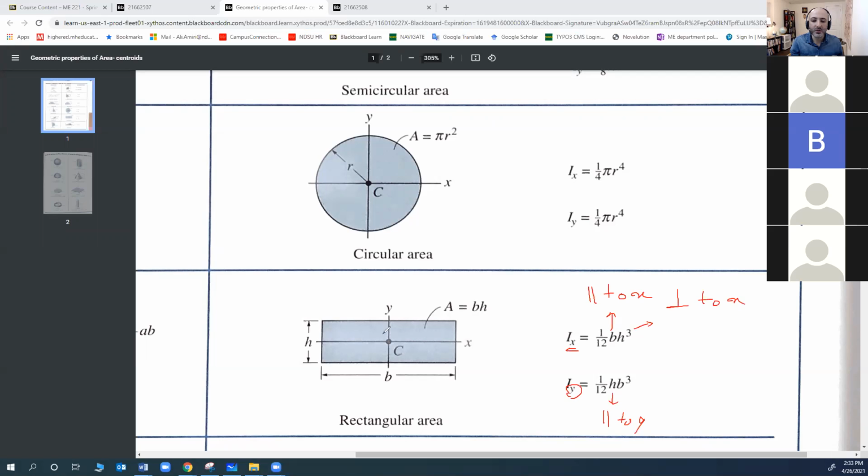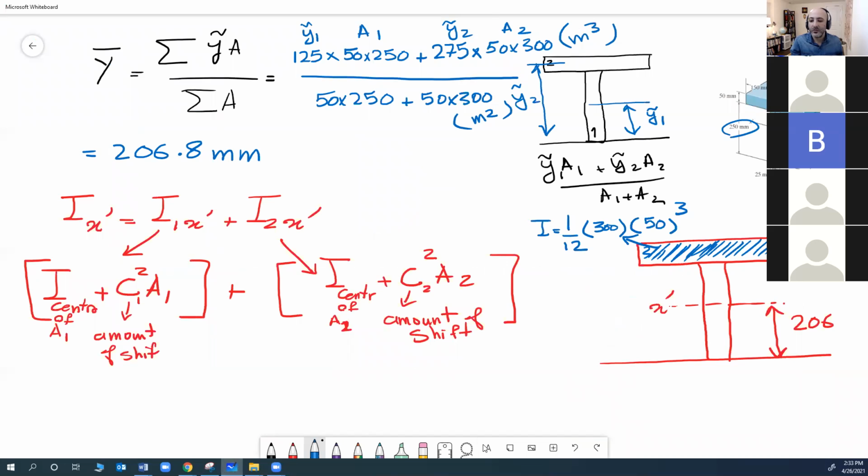See that? H is parallel to Y, and B is the one perpendicular to Y. So it all depends on which one is parallel and which one is perpendicular. Now when we look back at our problem, 300 is the one that is parallel to the centroid that we are trying to find. We want to find it about this centroid. Okay, since we're at it, let's do area 2.